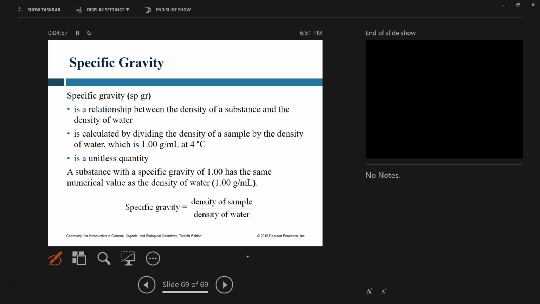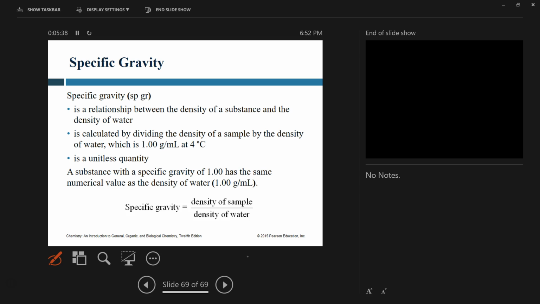Now, specific gravity. That's what I told you: density of a substance versus density of water. Specific gravity doesn't have units. Do you understand why? It's a ratio. It's relative. So if we say that a certain fluid has a specific gravity of 2, it means that it's 2 times denser than water. Since water density is 1 gram per mil, the density of that fluid will be 2 grams per mil.